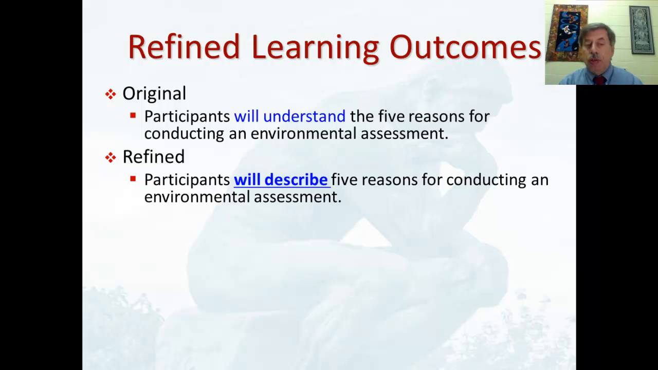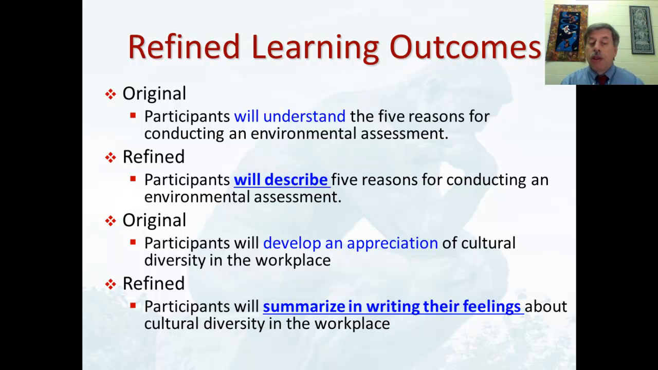The original one, students will understand the 5 reasons for conducting an environmental assessment, we could refine to say participants will describe 5 reasons for conducting an environmental assessment. And if they're able to describe 5 reasons, then we can infer that they probably have a reasonable understanding. Participants will develop an appreciation of cultural diversity in the workplace. If we refine that, it becomes participants will summarize in writing their feelings about cultural diversity in the workplace. Again, we can have a window into whether or not they appreciate cultural diversity.